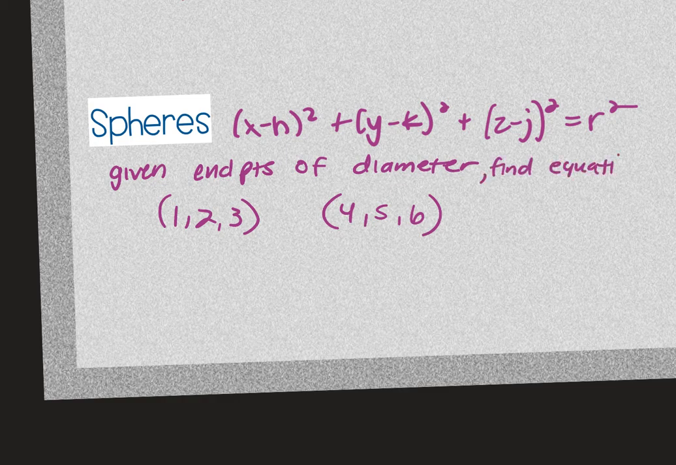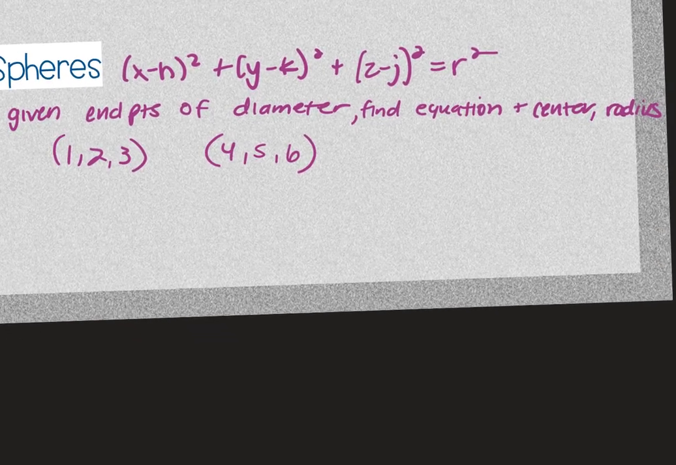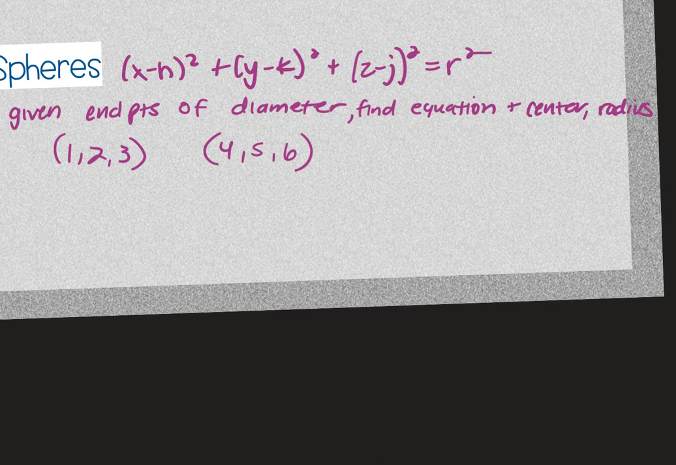How would you know which ones are the center and radius? Which one's the X, Y, and Z? They're both X, Y, and Z. You don't have the center yet. The center is your H, K, J, so that's the first thing you're going to have to find. You're going to find the center by doing the midpoint formula.